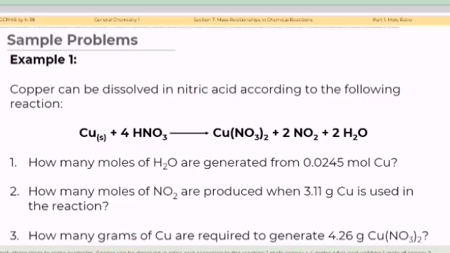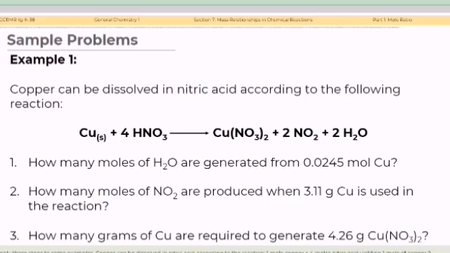Let us apply these steps to some examples. Copper can be dissolved in nitric acid according to the reaction. We have 1 mole of copper plus 4 moles of nitric acid, yielding 1 mole of copper nitrate and 2 moles of nitrogen dioxide and 2 moles of water.